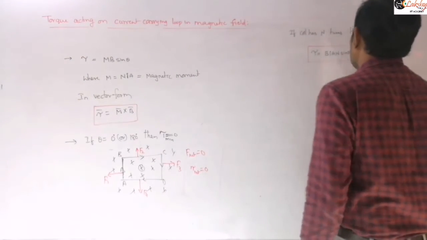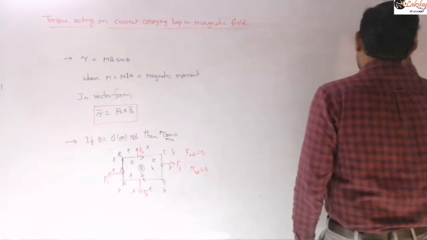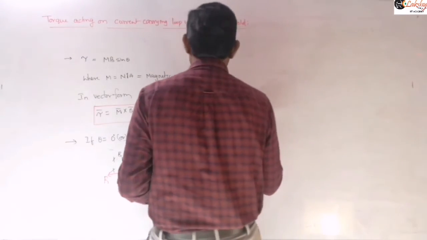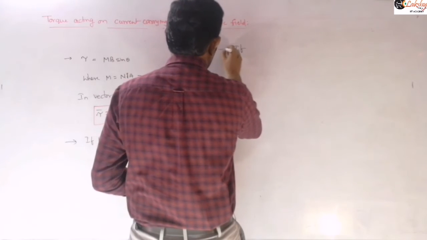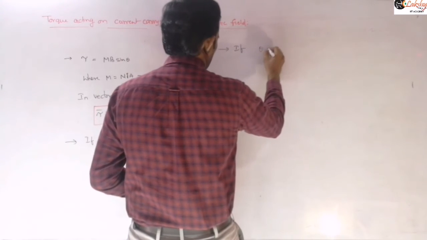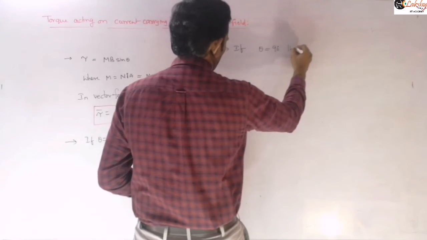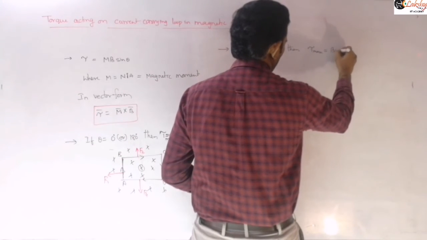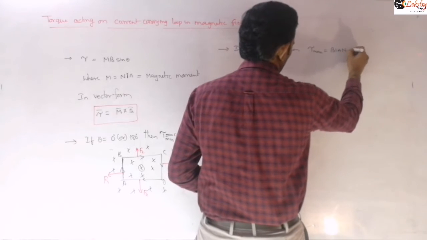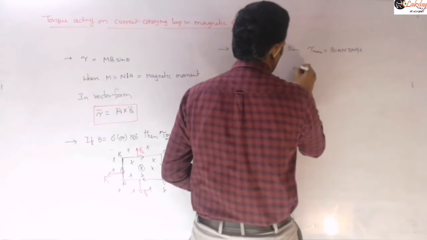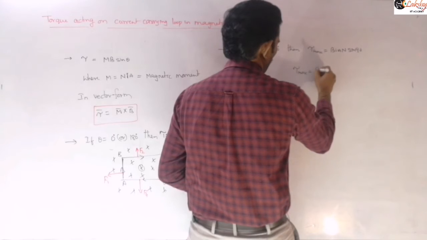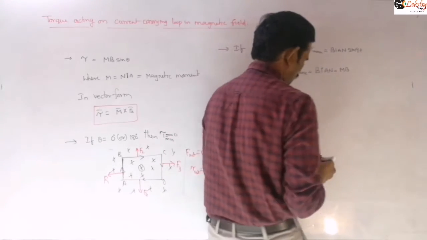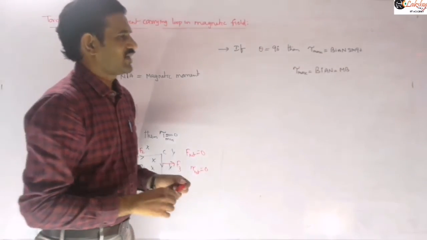Whereas if theta is equal to 90 degrees, then maximum torque acts on it. Let us write this as a point x there. If theta is equal to 90 degrees, then torque will be maximum. That maximum torque value will be BIAN sin 90, so you can write maximum torque is equal to BIAN, or in terms of M, MB. So it is the maximum torque acting on this.